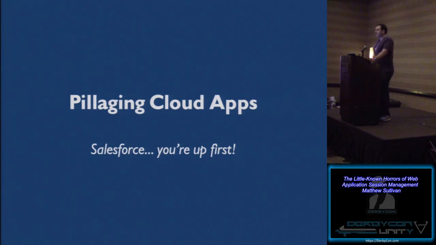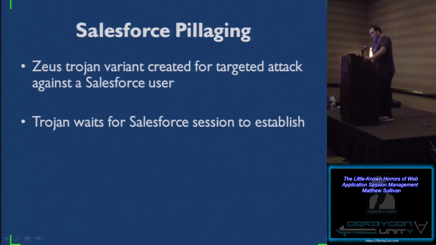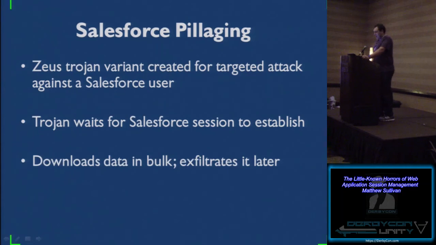So let's talk about what this looks like in the real world by pillaging cloud apps. And Salesforce is the first one up today. And for the record, it's not necessarily their fault, though they're probably capable of doing a little bit more to protect themselves. So Salesforce had a variant of the Zeus Trojan created for a targeted attack against a Salesforce user. And I didn't say a Salesforce employee, I meant a user who pays for Salesforce. Now, the interesting thing about this one is that it simply waits for a Salesforce session to establish. And once there is one, it downloads and exfils the data in bulk as much as it can find. It just pulls the whole thing and then sends it.